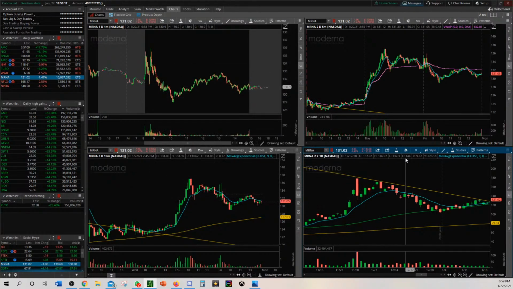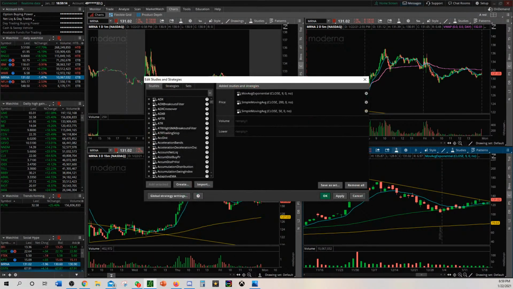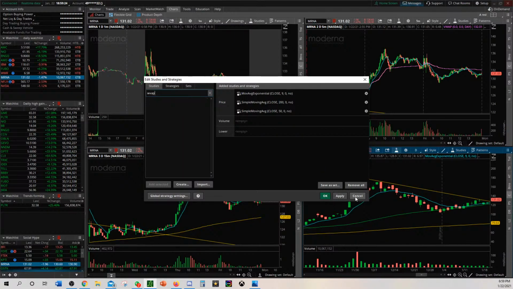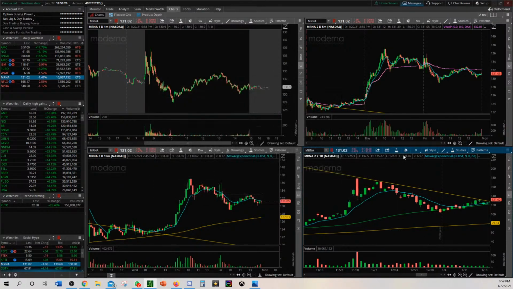Again, I'll show you here. You go here, click, and then simply look for simple moving average. Or you can look for VWAP, whatever you want to add. Simply go to edit properties here and then you just add. Did that answer your question?